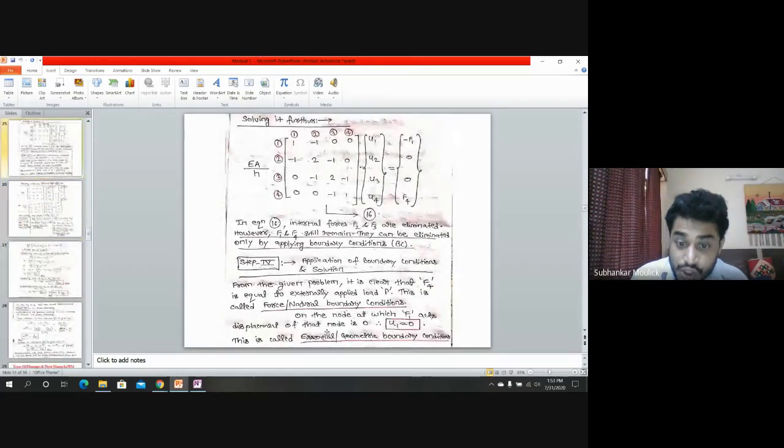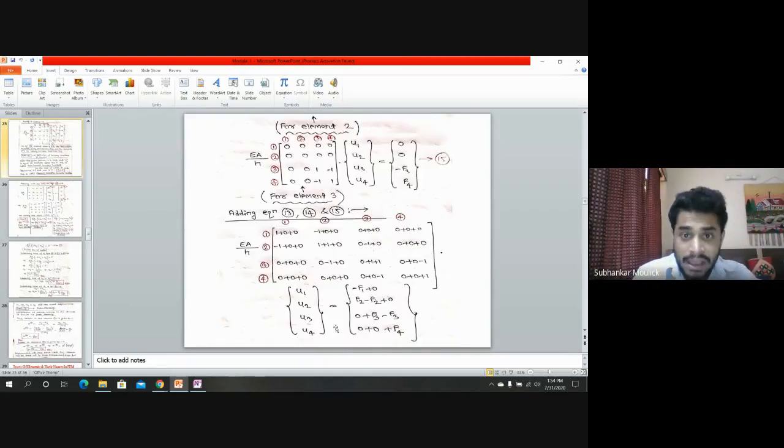Next is your geometric or essential boundary condition. What is this essential boundary condition? This is that boundary condition without which you cannot proceed for any given problem. And that essential boundary condition will not be given to you directly in the problem. It will be given to you in an indirect manner.